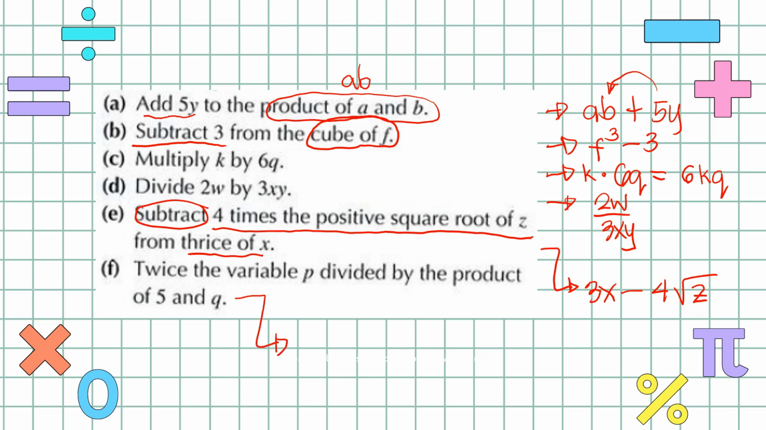And for our last item, twice the variable p divided by the product of 5 and q. So twice the variable p, that is 2p, and divided by the product of 5 and q, simply again attaching them together, 5q. So that means 5 times q. And this will be our final answer.